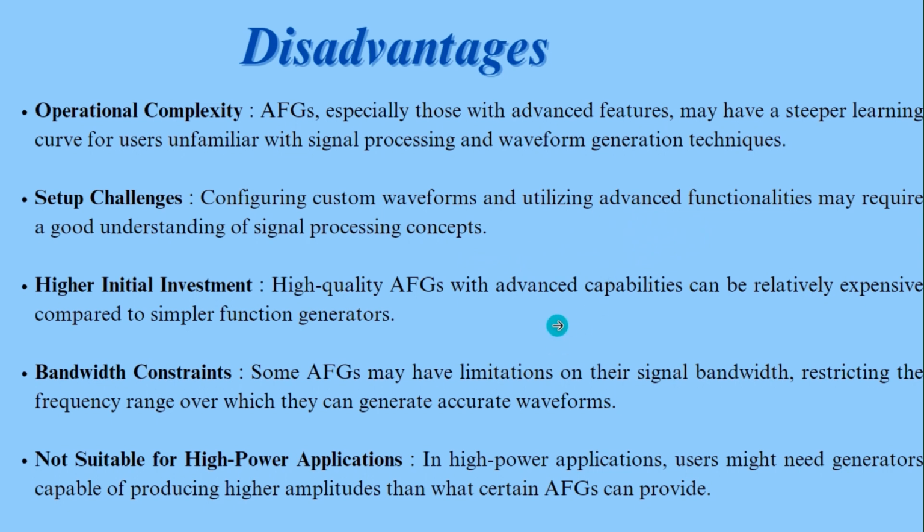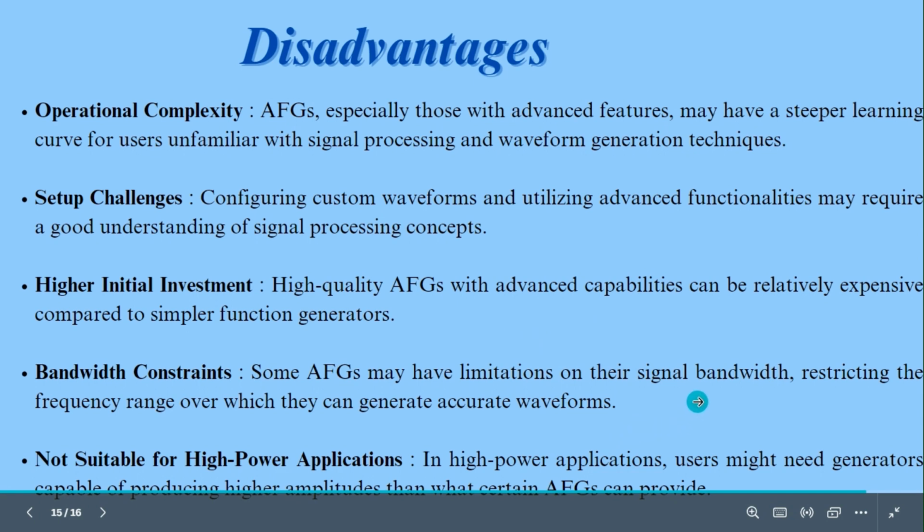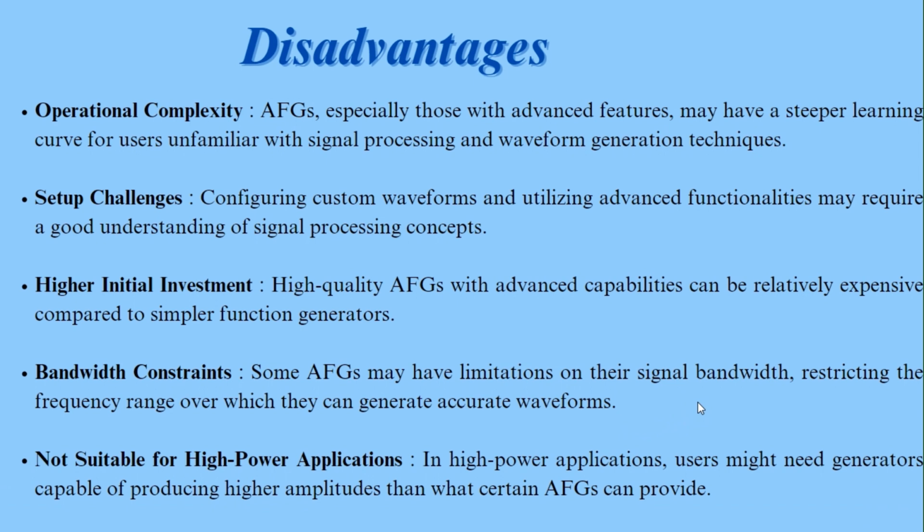Bandwidth constraints. Some AFGs may have limitations on the signal bandwidth, restricting the frequency range over which they can generate accurate waveforms. And last, they are not suitable for high power applications. In higher power applications, users might need generators capable of producing higher amplitudes than what certain AFGs can provide.